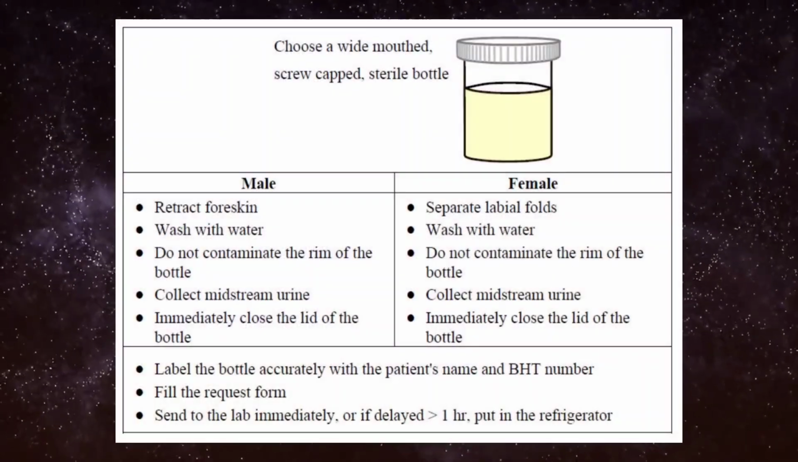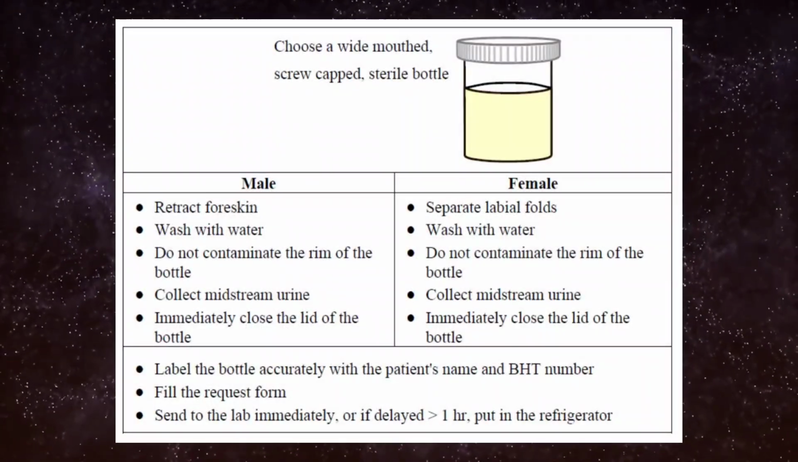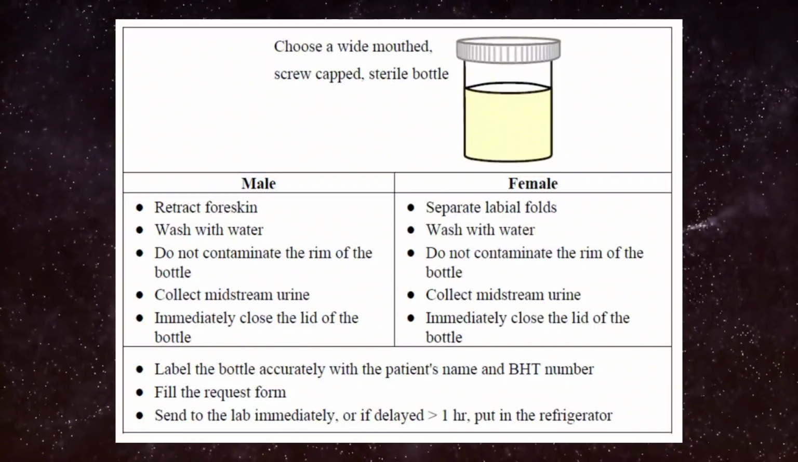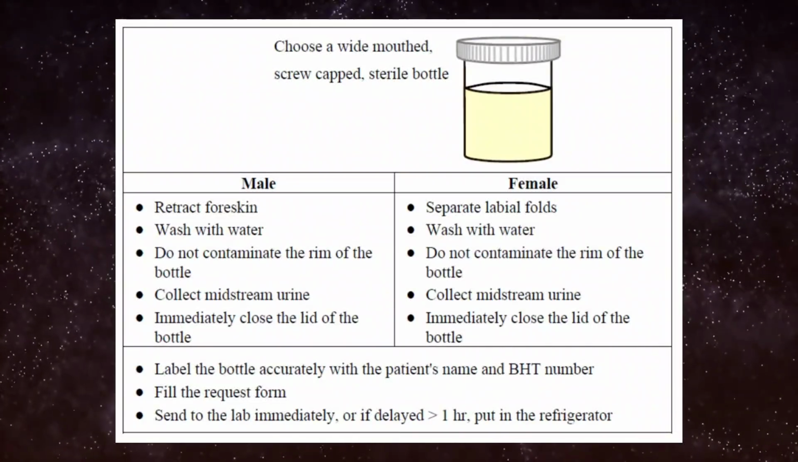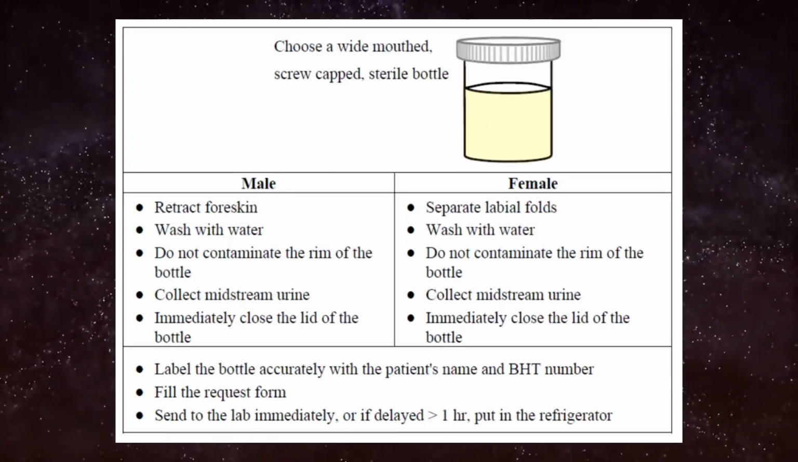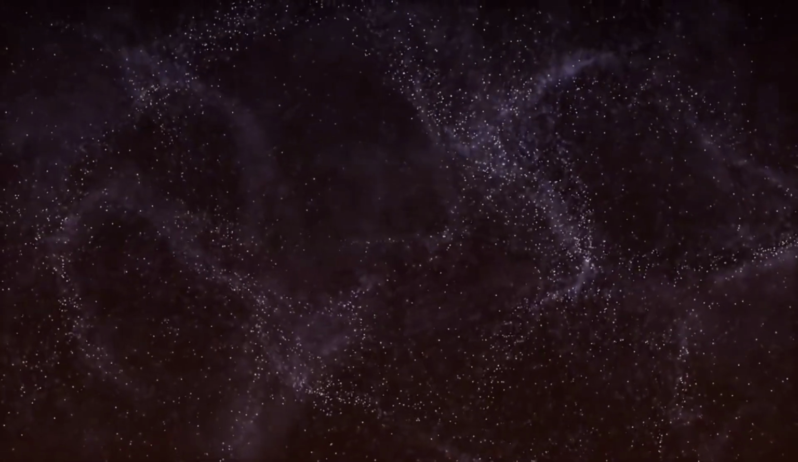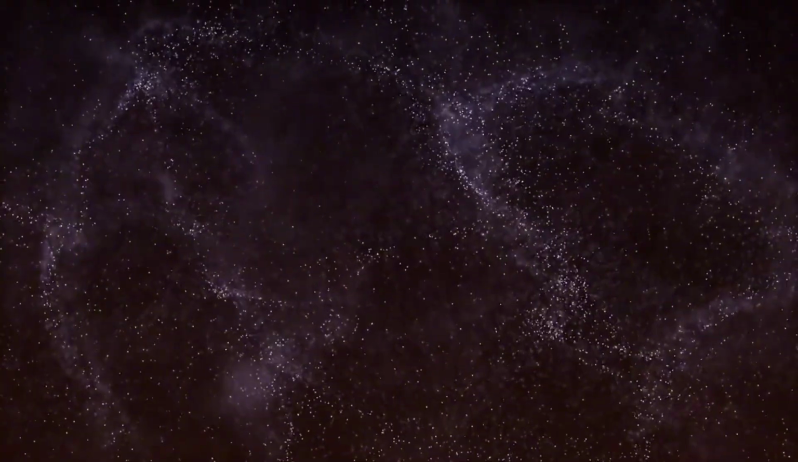Once collected, immediately close the lid, label it accurately with the patient details, fill in the request forms and send to the lab immediately. If the sample is delayed for more than 1 hour, it should be kept in a refrigerator. We'll focus on the macroscopy and the microscopy in this video.